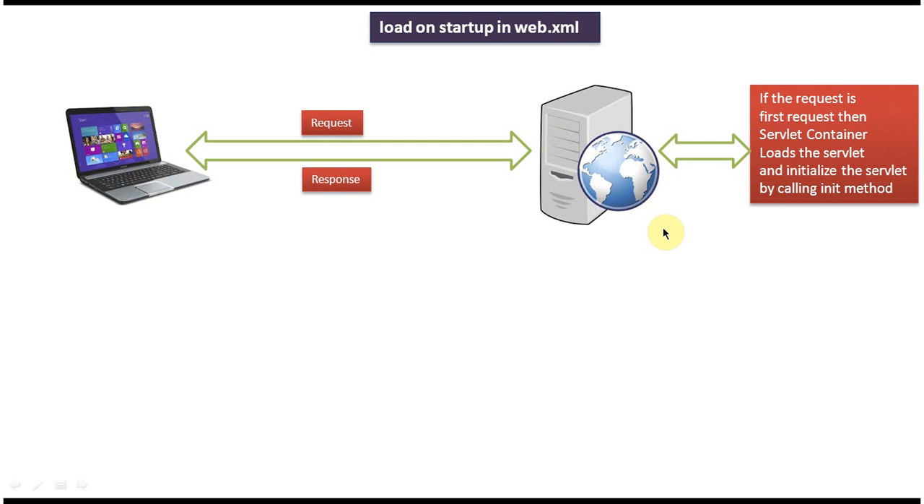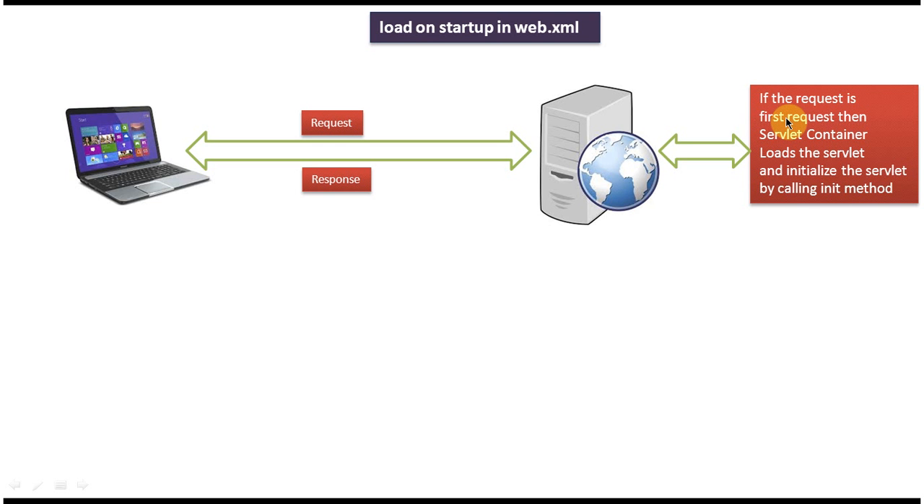The servlet container checks the URL pattern which is coming from the request. Based on the URL pattern it identifies the corresponding servlet class from the web.xml, and once it identifies the servlet class, the servlet container checks whether the request is a first request or not. If it is a first request, it loads the particular servlet and initializes it by calling the init method.